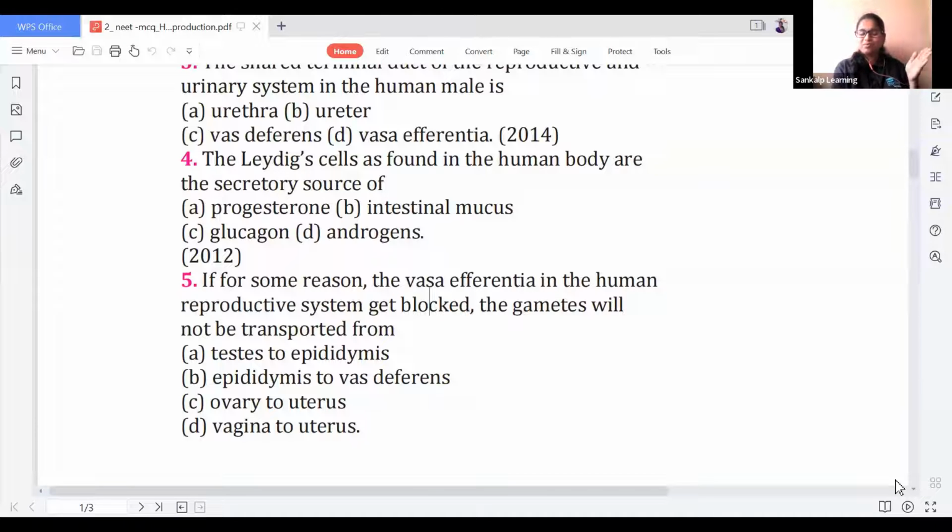Just now, 5 minutes before, I explained this process to you. So now you are saying C and D. Whether all of you are present in the session or not? That's why I said to switch on the camera. It will be helpful for us. Fine. So what is your answer? The right answer is here, testis to epididymis. I will repeat it again. Please do concentrate and focus on it.